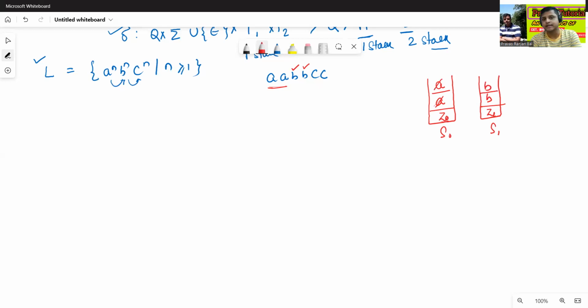Then C will pop this B, then the next C will pop the next B, then pop the initial element of S0, then pop the initial element of S1. Now both my stacks are empty, then the given language is accepted by the 2 stack PDA. This is the actual mechanism. Okay, now we'll construct.